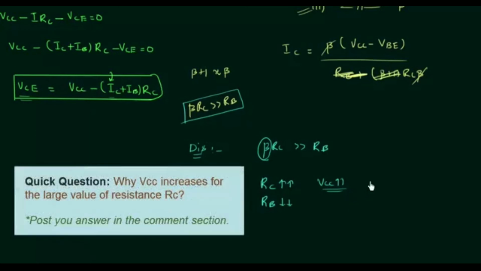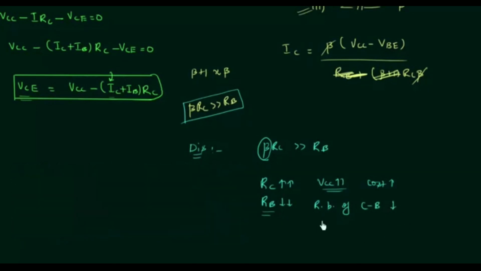And because of this, cost will increase, and also the precautions will increase. If we make RB very low, then reverse bias of collector base junction will reduce. So this is the disadvantage of the collector feedback biasing.